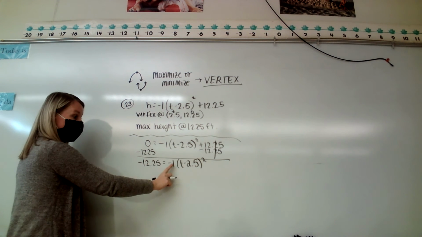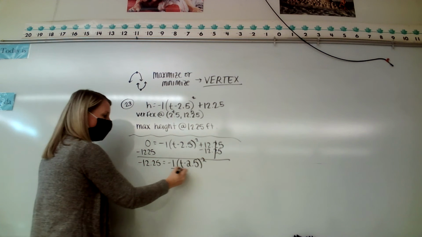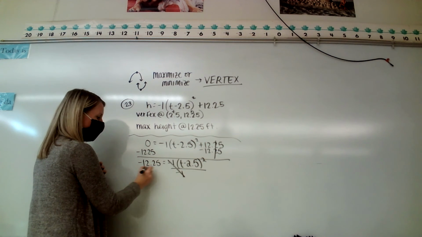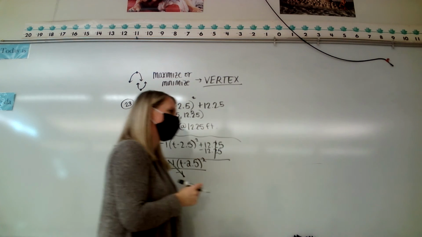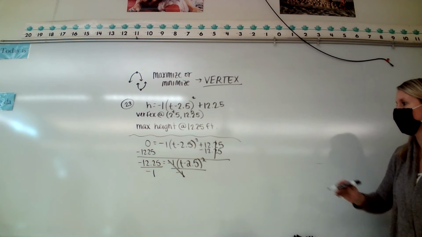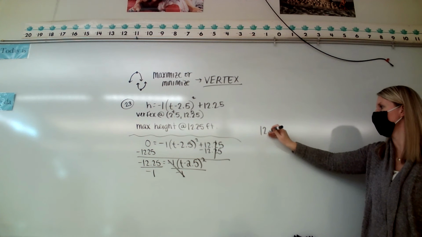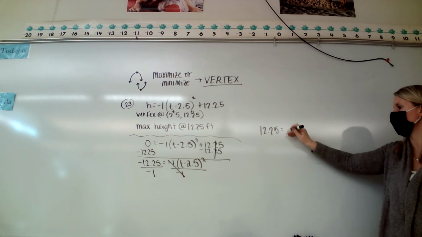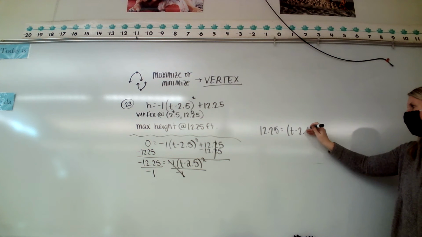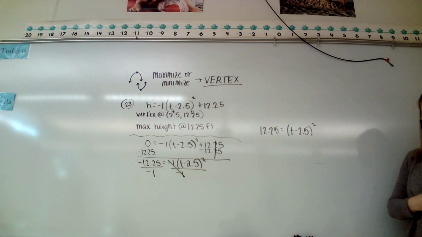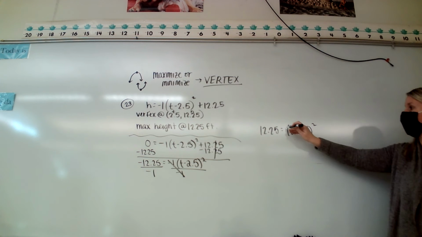Remember, do not distribute this. No, that's being squared. So we're going to divide by -1 to cancel that nice little constant there. And I end up with 12.25 equals t minus 2.5 squared. So I'm still solving, but at least I've moved stuff around enough that I can now take a square root.